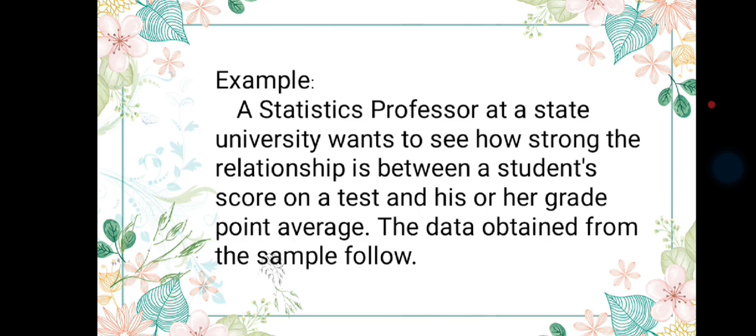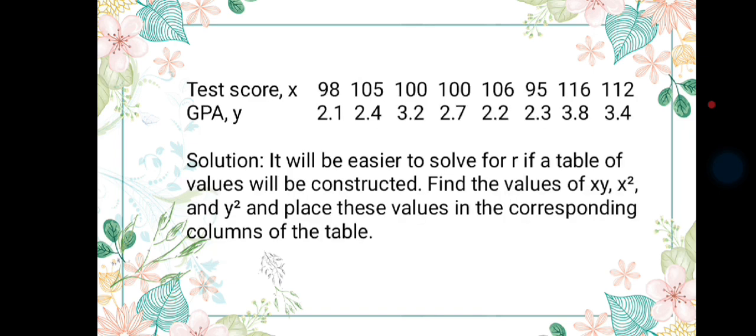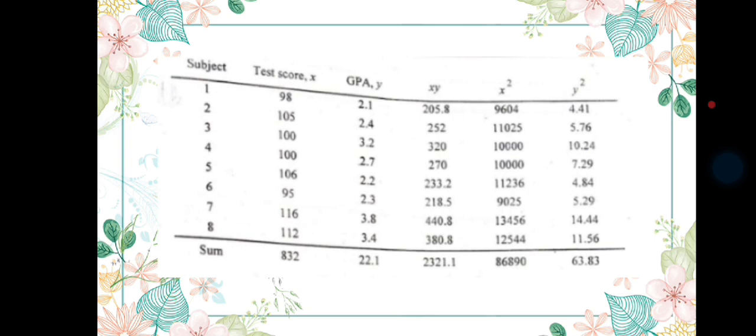Example: a statistics professor at a state university wants to see how strong the relationship is between a student's score on a test and his or her grade point average. The data obtained from the sample follow. In the first row, we have the test score or x. In the second row, the grade point average or y. Here, in the first column, the subjects. Second, test score. Third, GPA.